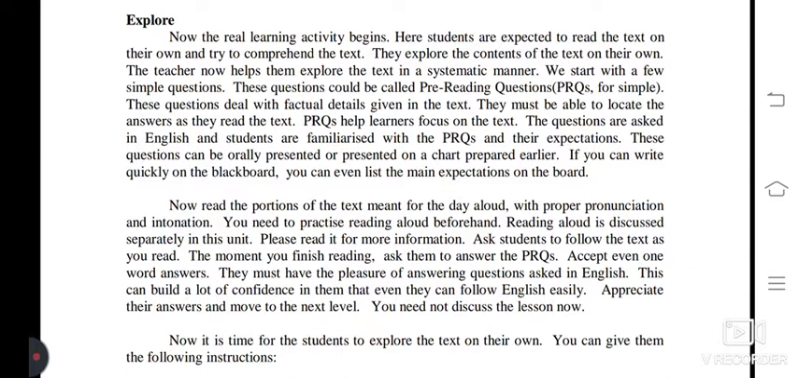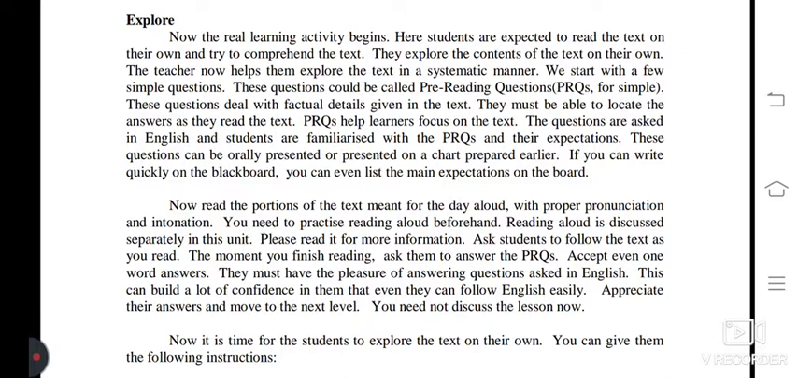Ask students to follow the text as you read. The moment you finish reading, ask them to answer the pre-reading questions. Accept even one-word answers. They must have the pleasure of answering questions asked in English. This can build a lot of confidence in them that even they can follow English easily. Appreciate their answers and move to the next level. You need not discuss the lesson now.